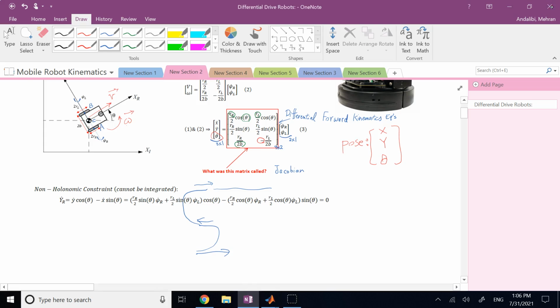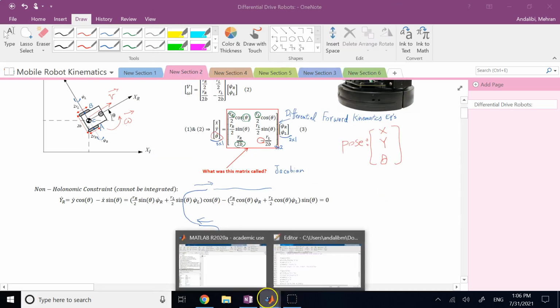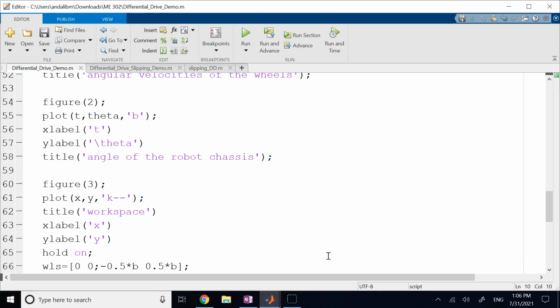And if you also look at the commands here, you can see them. Phi dot right is in blue, phi dot left is in red. So first right is bigger than left, then left is bigger than right, then they are both on top of each other. So you can do whatever type of simulation that you want in here.